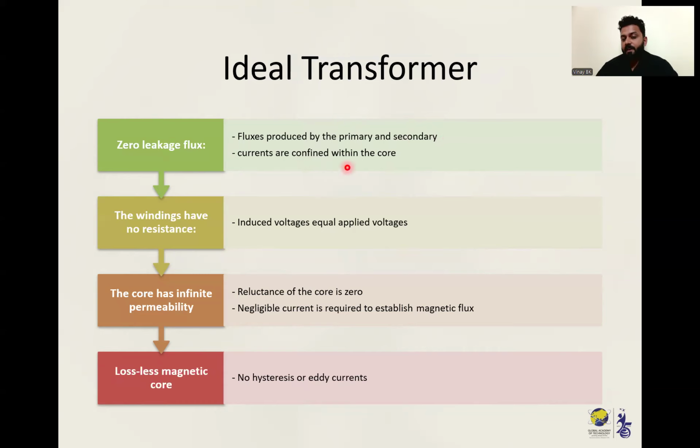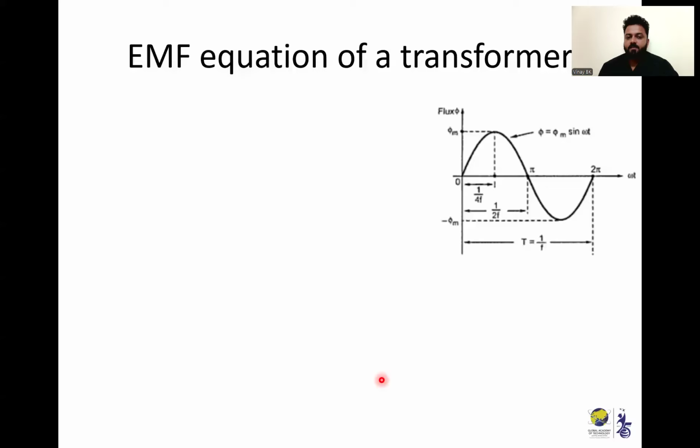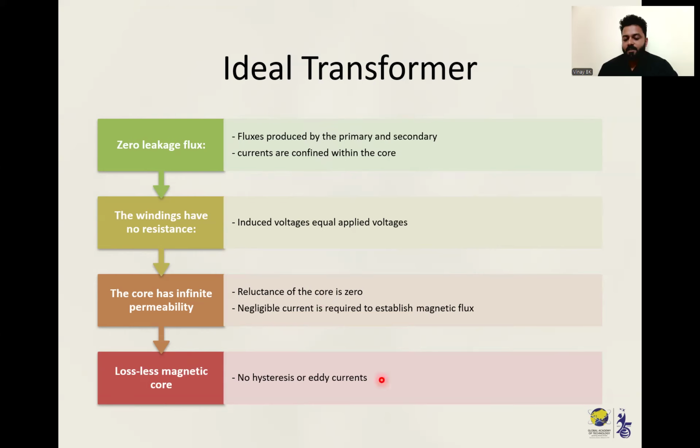Currents are confined within the core only, and the windings do not have resistance. If there is no resistance, there is no loss. And the induced voltage is equal to the applied voltage, that is, primary voltage is the same as secondary voltage. The core has infinite permeability. The reluctance of the core is zero here, so negligible current is required to establish magnetic flux. Lossless magnetic core, no hysteresis or eddy currents. So this is about the ideal transformer.